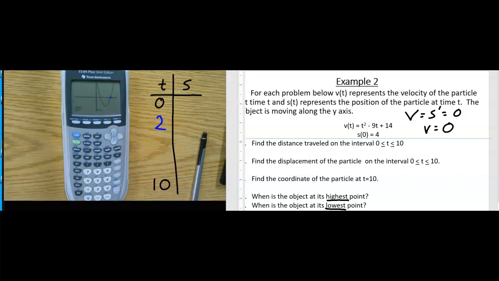And don't be surprised if you end up with weird decimal answers. That's usually what's going to happen.